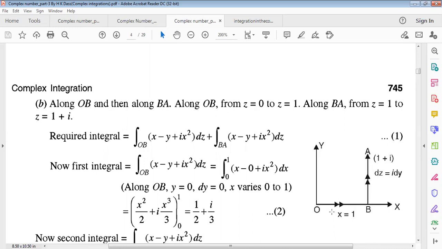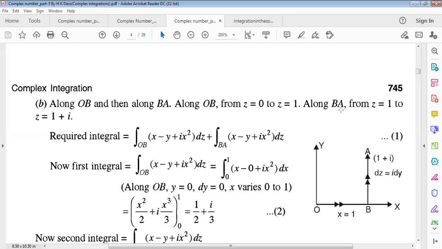Along OB, from z equals 0 to z equals 1. That means x varies from 0 to 1. Here the real part is 0 and here the real part is 1. And here the imaginary part is 0. The imaginary part here is also 0. This is why this is the real axis.